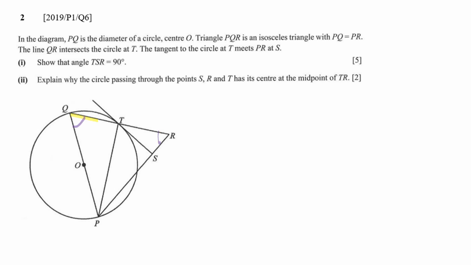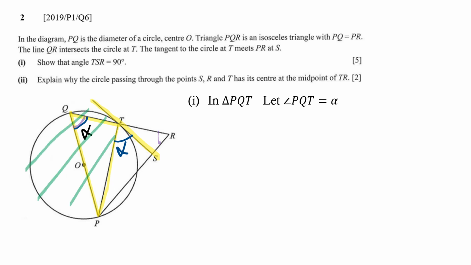Okay, so let's go about solving it. In triangle PQT, we're going to let the angle PQT be alpha. And then, using the alternate segment theorem, this is one segment, so the other segment will be here.